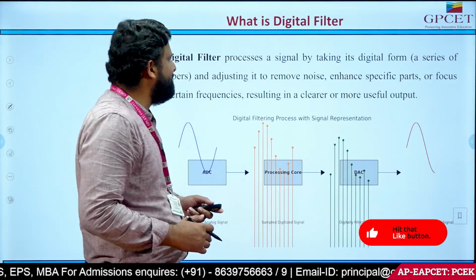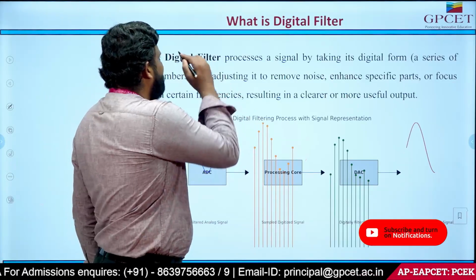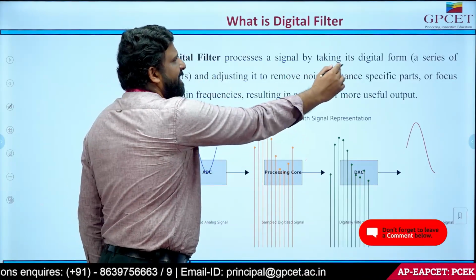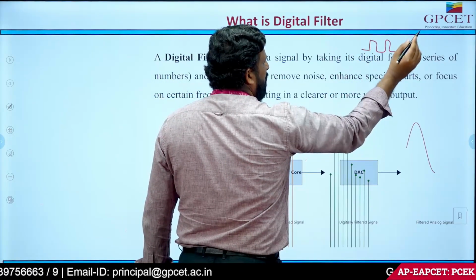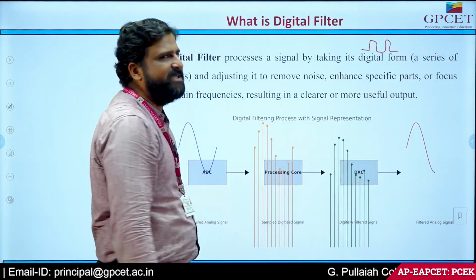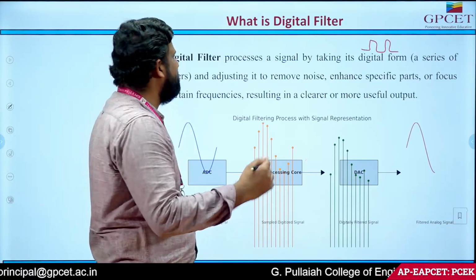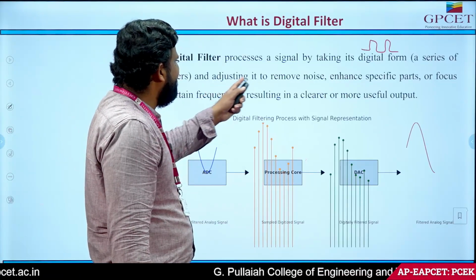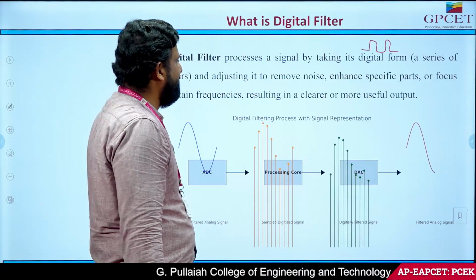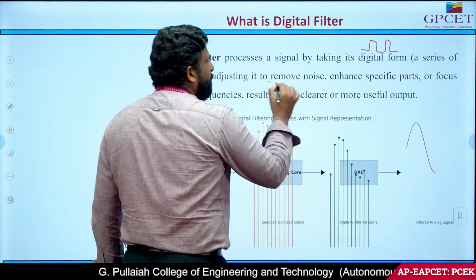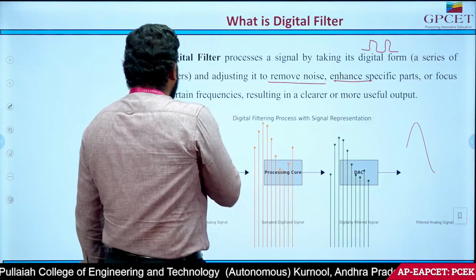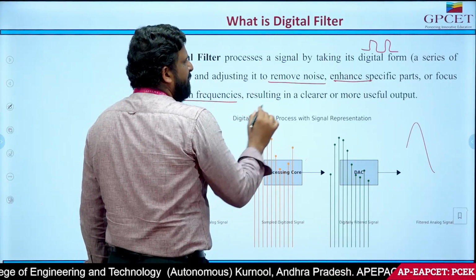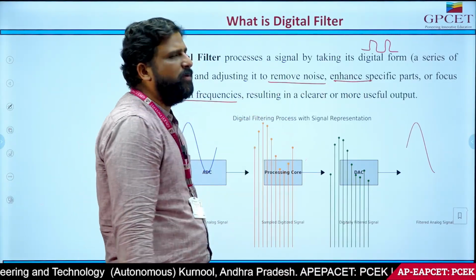So when we call it a digital filter, a digital filter processes a signal by taking its digital form, that means pulse form, a series of numbers, that is zeros and ones, whatever it may be. It adjusts it to remove noise, and hence enhances specific parts or focuses on certain frequencies, resulting in a clearer or more useful output.